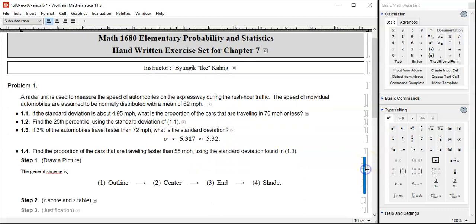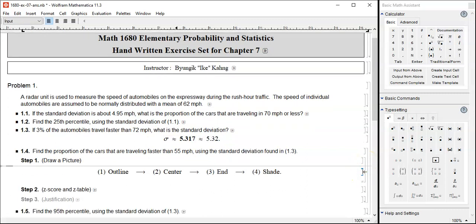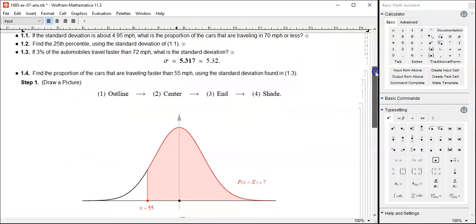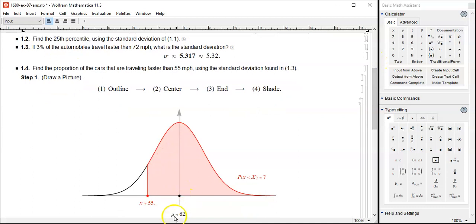So let me go ahead a little bit quickly here. Here's the general scheme: outline, center, end, and shade. Here we go. Outline is usually provided. The center is, as usual, 62, and 55 comes to the left. Do you see it? It comes to the left because 55 is less than 62. And proportion of the cars that are traveling faster than 55, so shading is to the right.